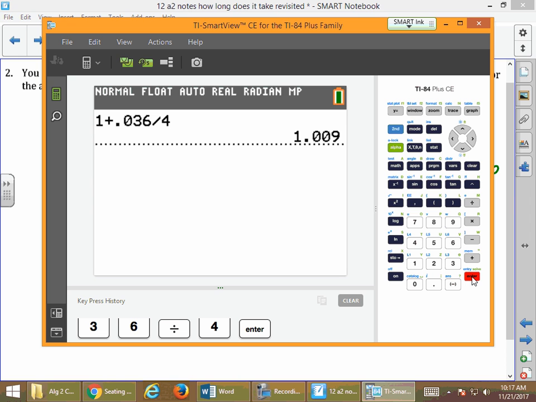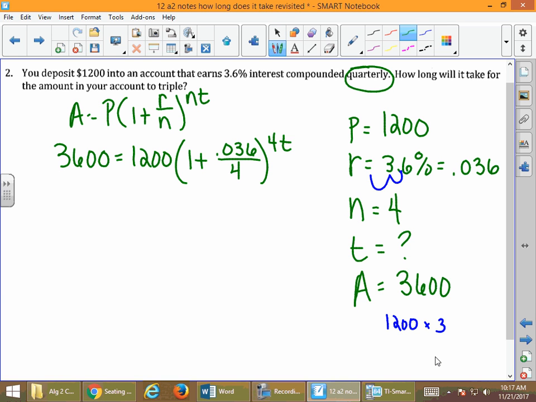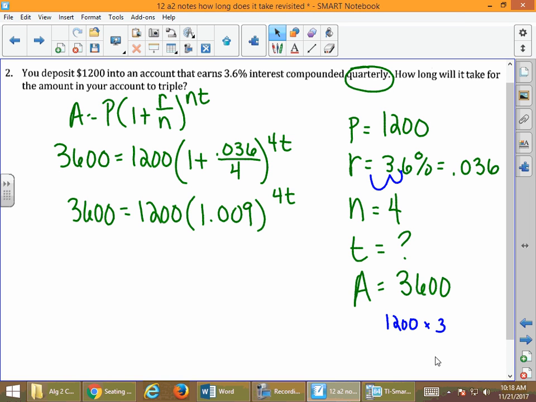When we type in enter, we get a simplified version, which is going to make this a lot easier to write. We still have 3,600 equals 1,200 times 1.009 to the 4t. And we're going to have to isolate. And that means that we're going to have to divide both sides by 1,200. We want to try to get the variable as much by itself as possible, and the variable is an exponent.